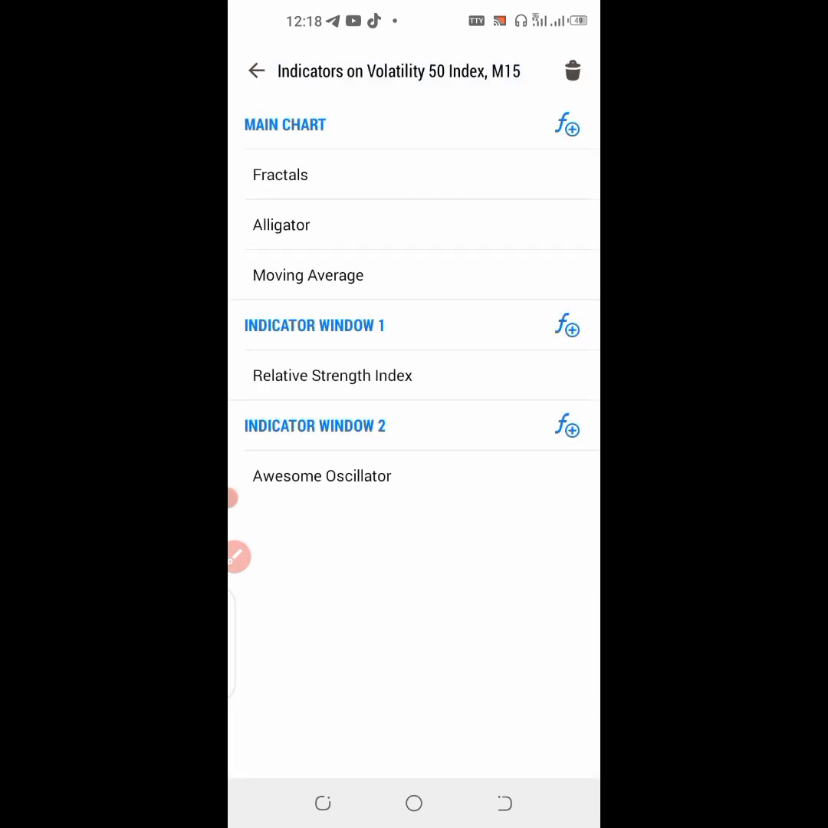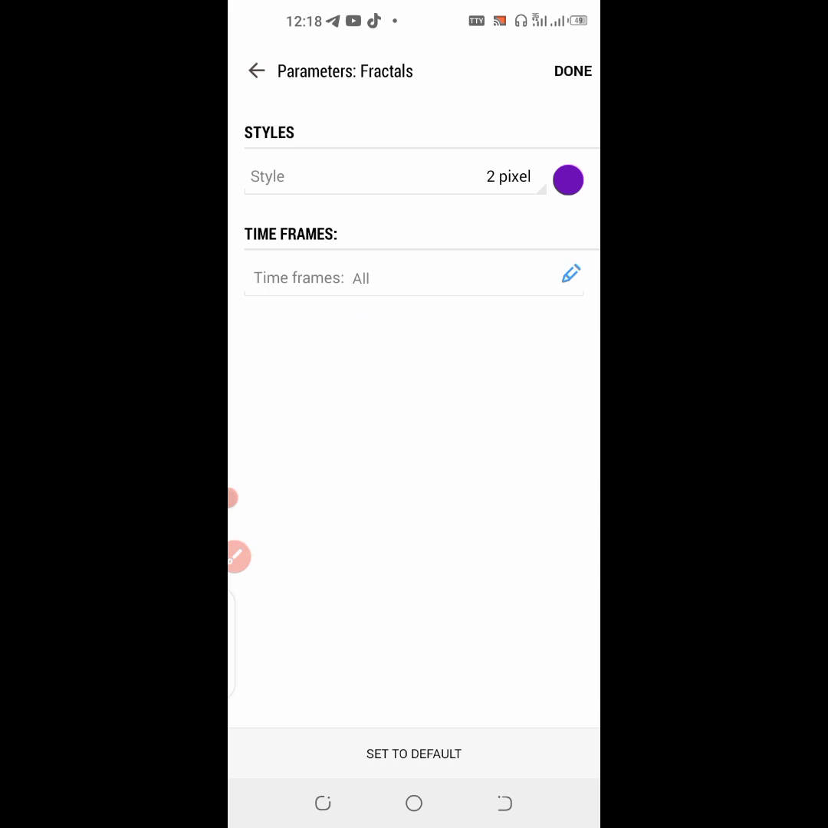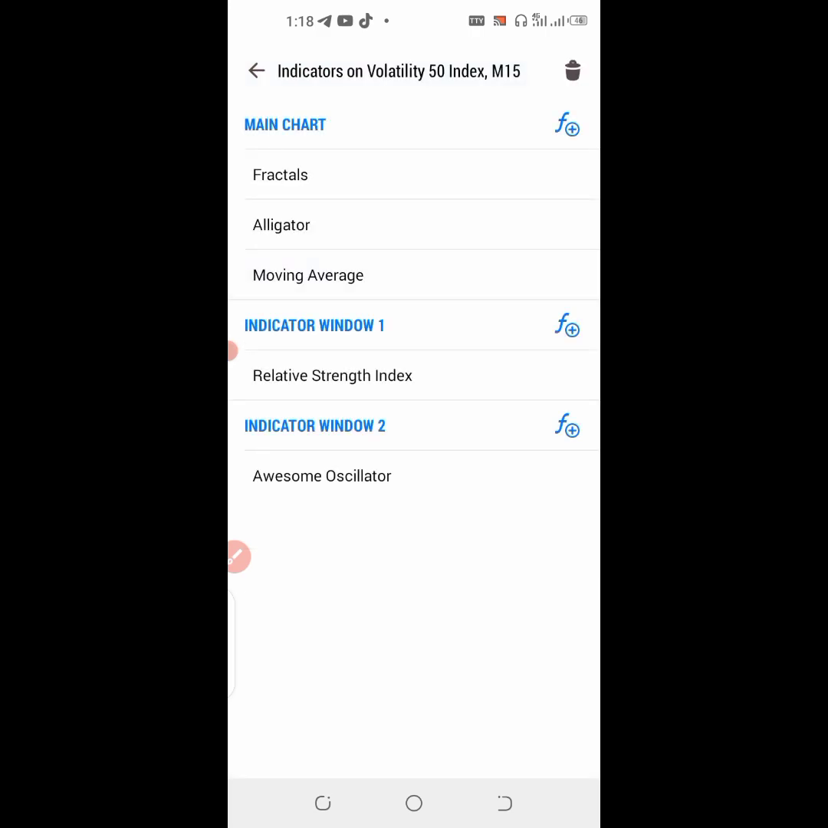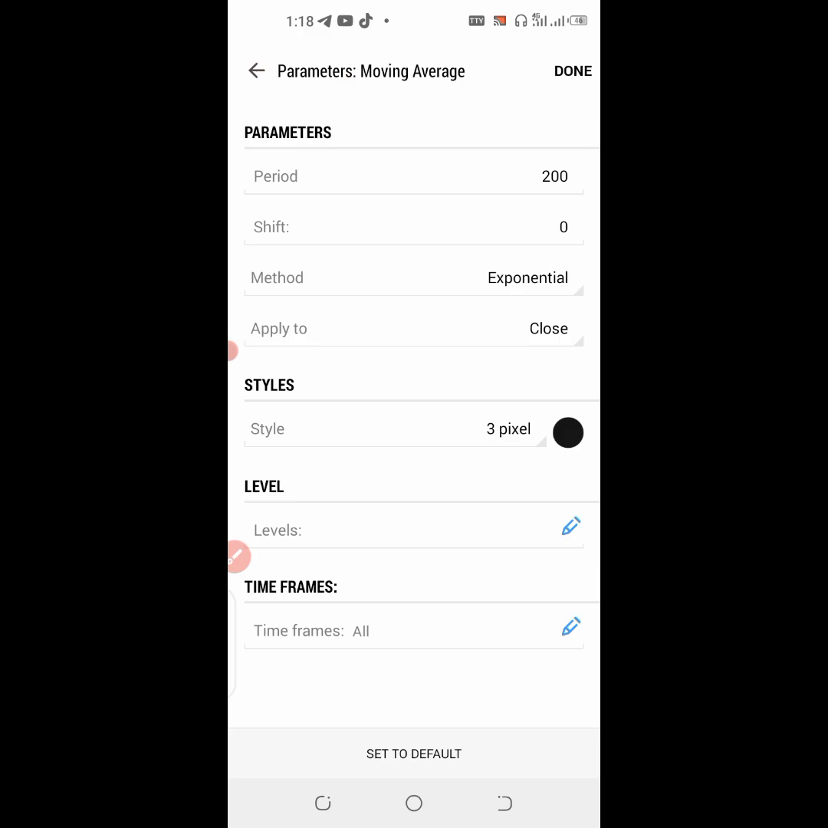The indicator in our main chart is fractal, guys. You click done. Then the second one is alligator. If you are old in this channel, you will know all this. We have 50, 10, 10, 10, smoothed, medium price, any color of your choice. You click done. So let's go to moving average 200, exponential, close, any color of your choice.